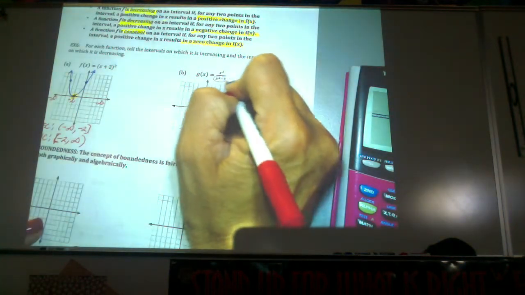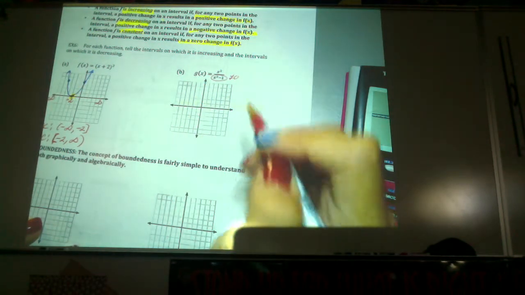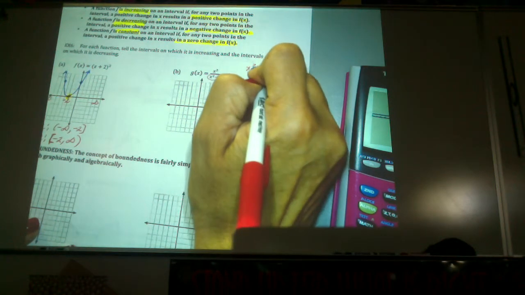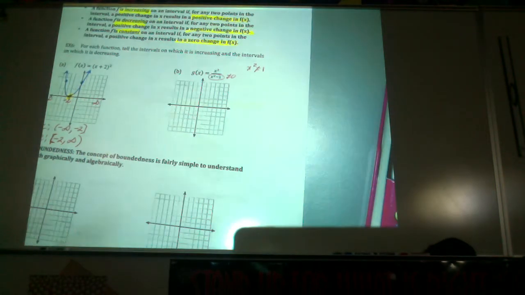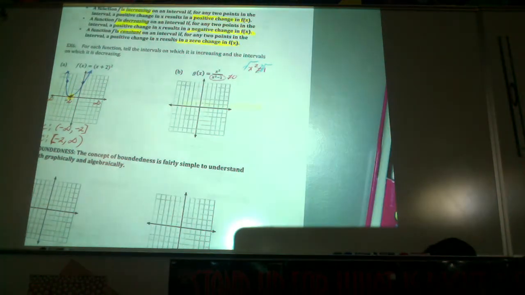So this is restricted, correct? So if we set that not equal to 0, that means that x squared cannot equal +1. I'm solving algebraically. And then take the square root of both sides. I have to do plus or minus the square root of 1.